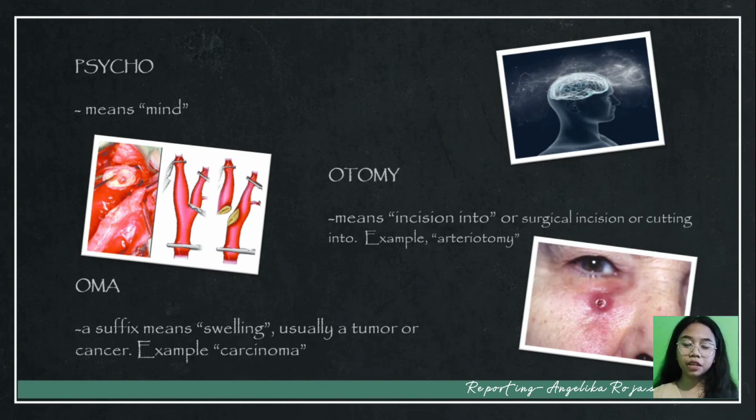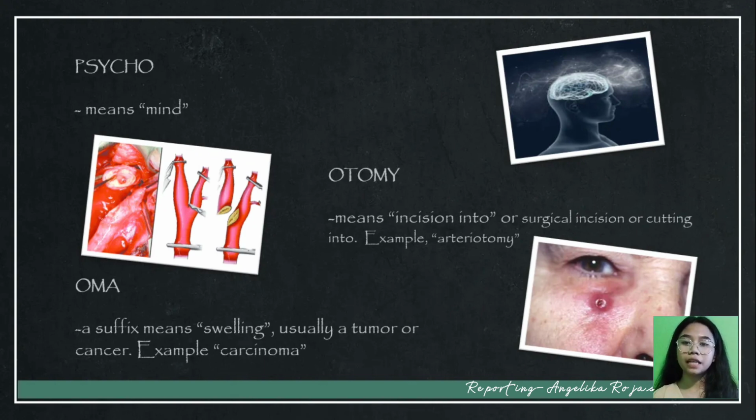Otomy. The suffix otomy is used for surgical incision or cutting into. It is cutting into but not necessarily removing. The difference from ectomy is that ectomy is for removing a certain inside part of our body, while otomy is a surgical incision to temporarily remove parts of our body. An example is the arteriotomy, which is the cutting of the lumen in the artery to remove a clot.